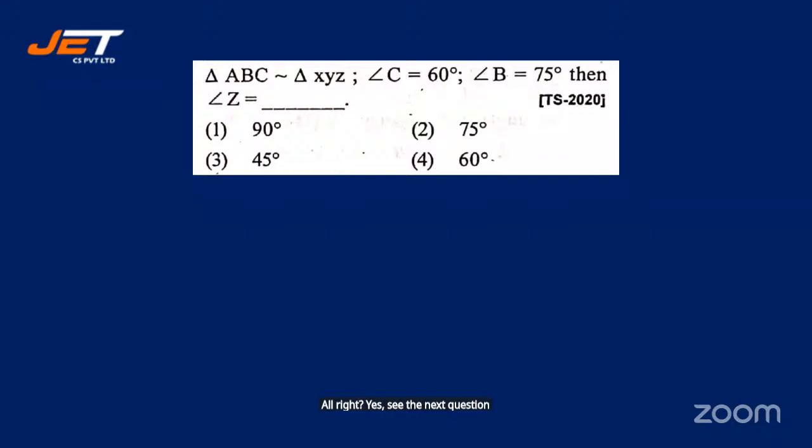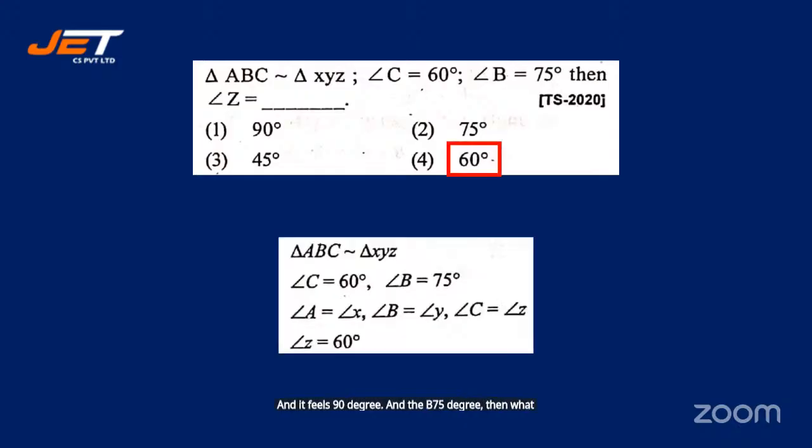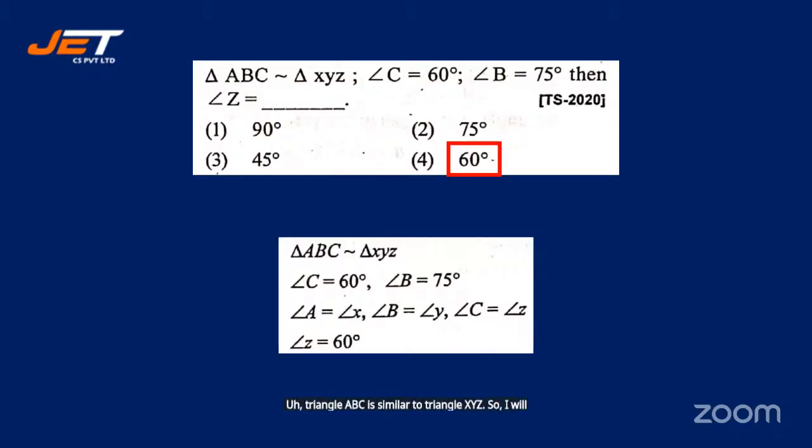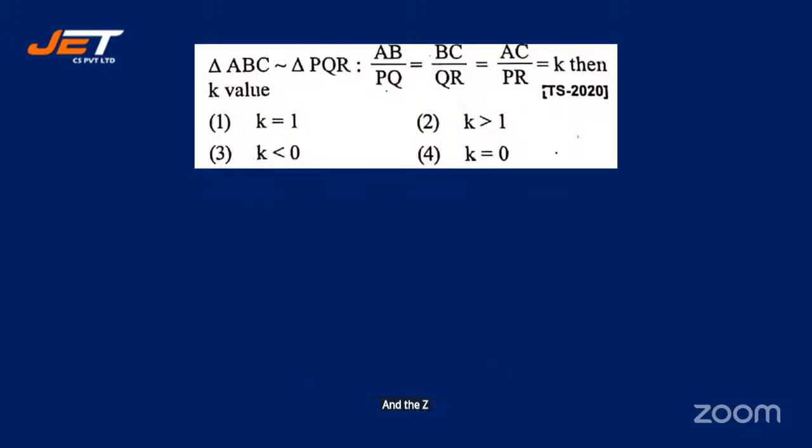Triangle ABC is similar to triangle XYZ. Angle C is 60 degrees. Angle B is 75 degrees. Then what is angle Z? Right. See here. Triangle ABC is similar to triangle XYZ. So angle C is 60, B is 75. Angle A is equal to angle X, angle B is equal to angle Y, and angle C is equal to angle Z. So therefore, angle Z is equal to 60 degrees. All right. Now see the next question.